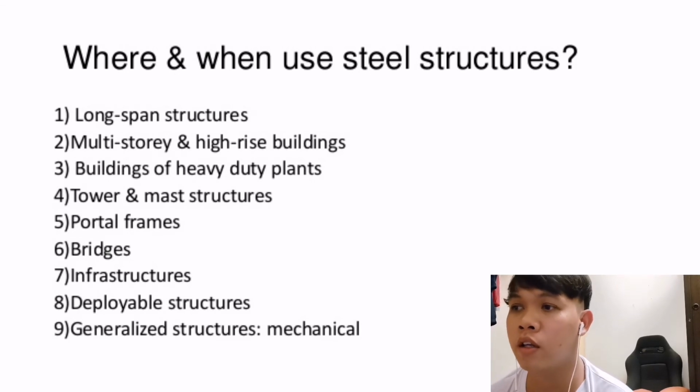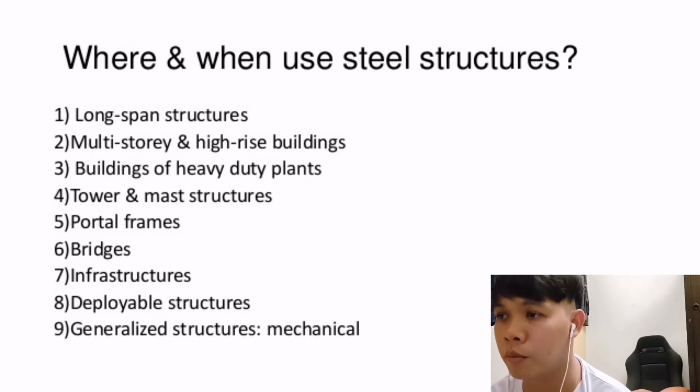How do we know when and where we use the steel structure? We can see how we know. Number one is long span structure. Number two is multi-story and high-rise building. Number three, building of heavy-duty plants. Number four is tower and mast structure. Number five, portal frame. Number six, bridge. Number seven, infrastructure. Number eight is the deployable structure. Number nine is generalized structure, mechanical.